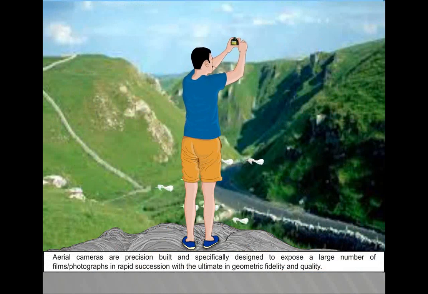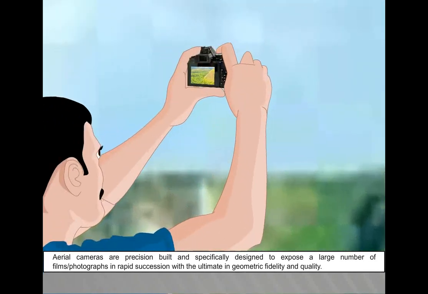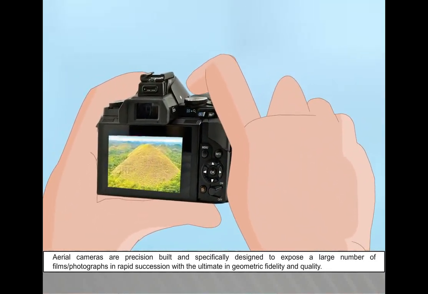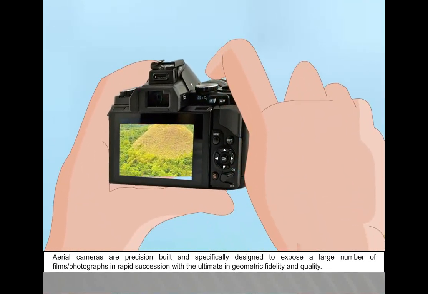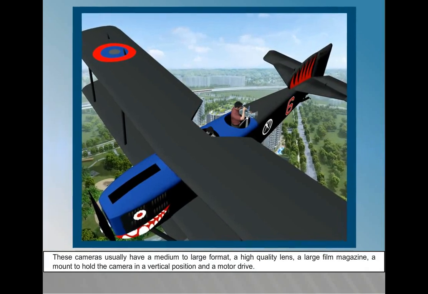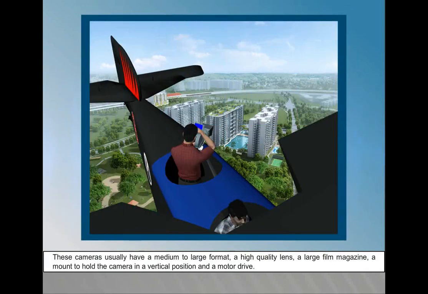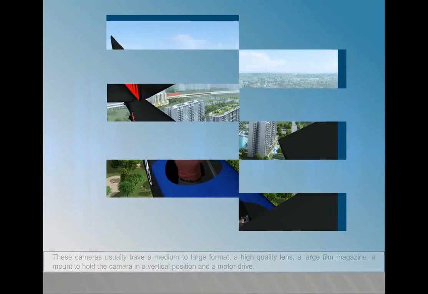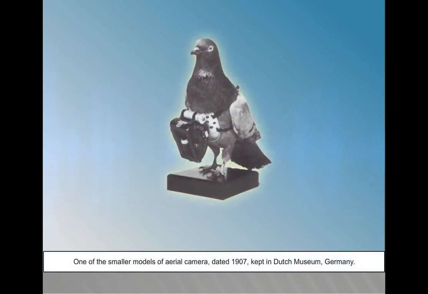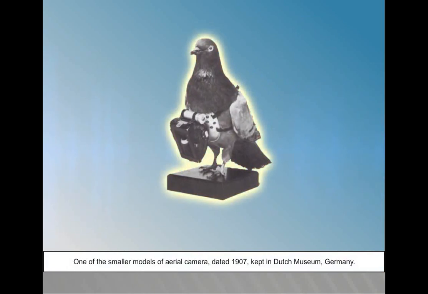Aerial cameras are precision-built and specifically designed to expose a large number of films or photographs in rapid succession with the ultimate in geometric fidelity and quality exposure. These cameras usually have a medium to large format, a high-quality lens, a large film magazine, a mount to hold the camera in a vertical position, and a motor drive. One of the smaller models of aerial camera, dated 1907, kept in a museum in Germany.